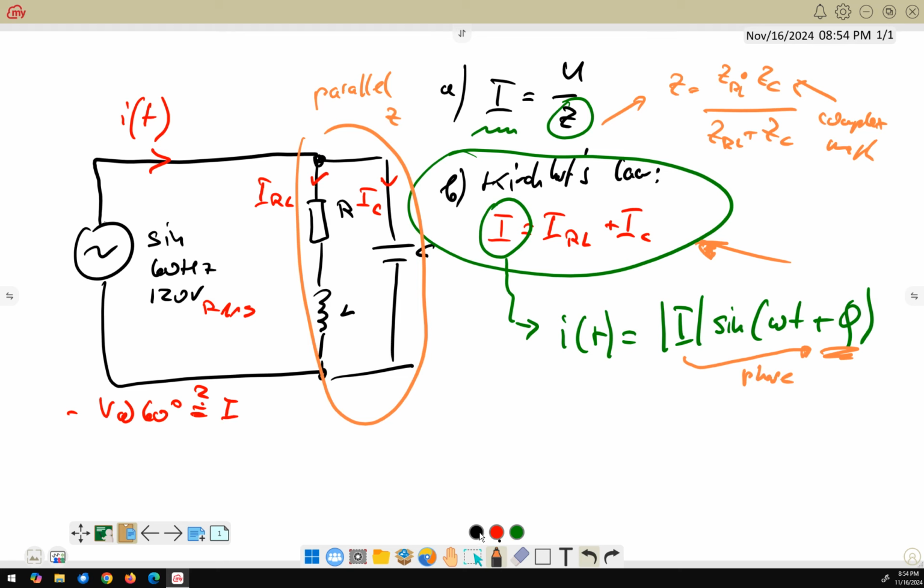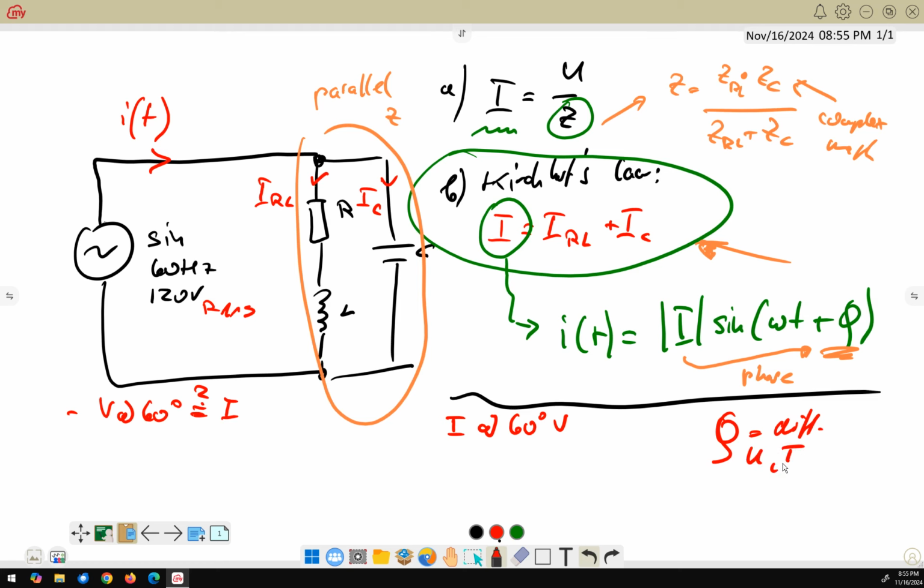And then when we want to solve the other question, what is I at 60 degrees of the voltage, we can say, okay, this is just this formula, but the phase angle is actually the difference between the voltage and the current, and then we can calculate the temporary value of the current. Okay, so far so good.